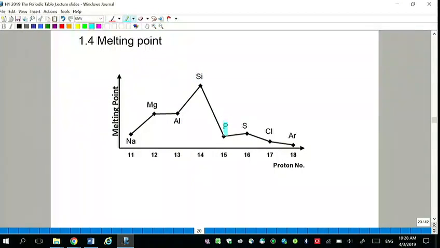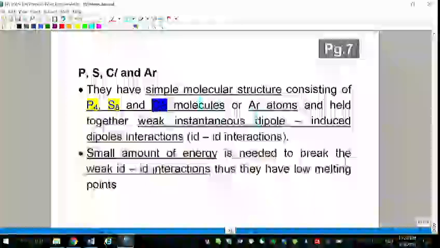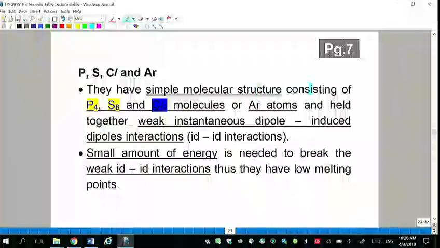Then when I look at phosphorus, sulfur, chlorine, and argon, I need to recognize what is the structure for phosphorus, sulfur, chlorine, and argon. They are actually made up of simple molecular structure, consisting of P4, S8, and Cl2 molecules or Ar atoms. Here I want to highlight to you that phosphorus under room conditions will exist as a P4 molecule, sulfur as an S8 molecule, chlorine as a Cl2 molecule. This is something new to you, so you may want to take note of it.